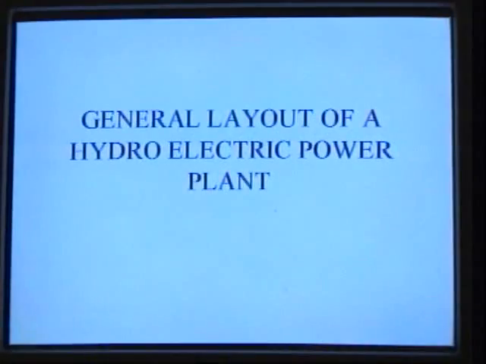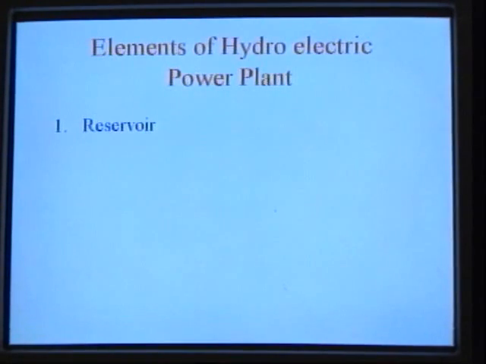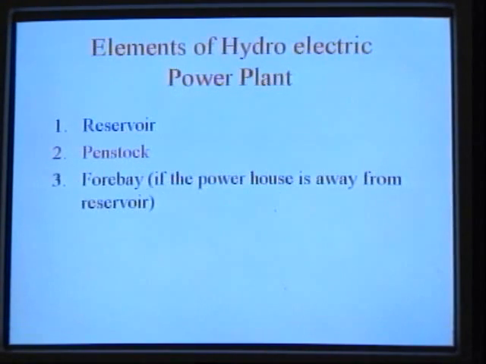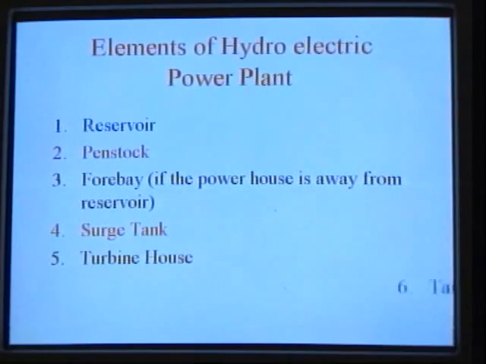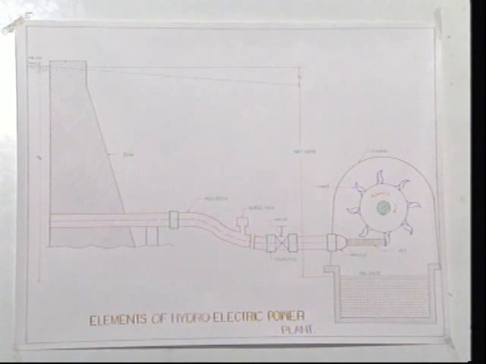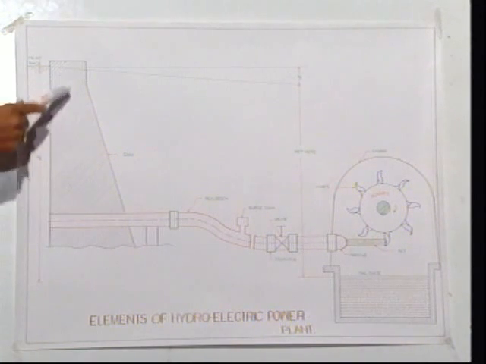Now we discuss the general layout of a hydroelectric power station. The main elements of a hydroelectric power plant are reservoir, penstock, forebay if the powerhouse is away from the reservoir, surge tank, turbine house, and then tail race. The essential requirement of a hydroelectric power plant is the availability of a continuous source of water. A natural source like a lake or reservoir at a higher elevation is used, or an artificial reservoir may be formed by constructing a dam across the river.